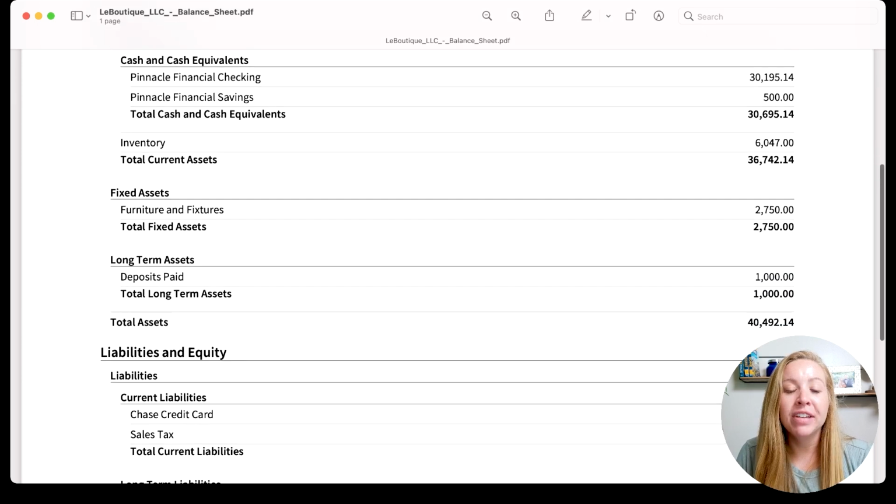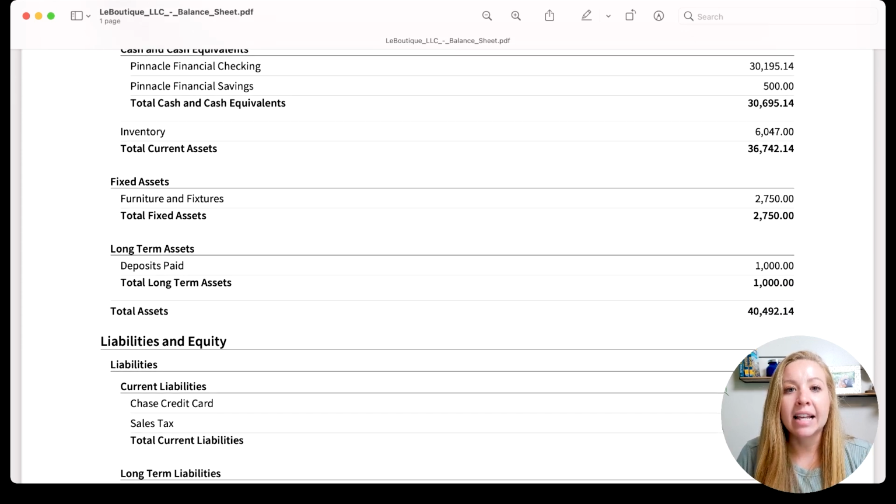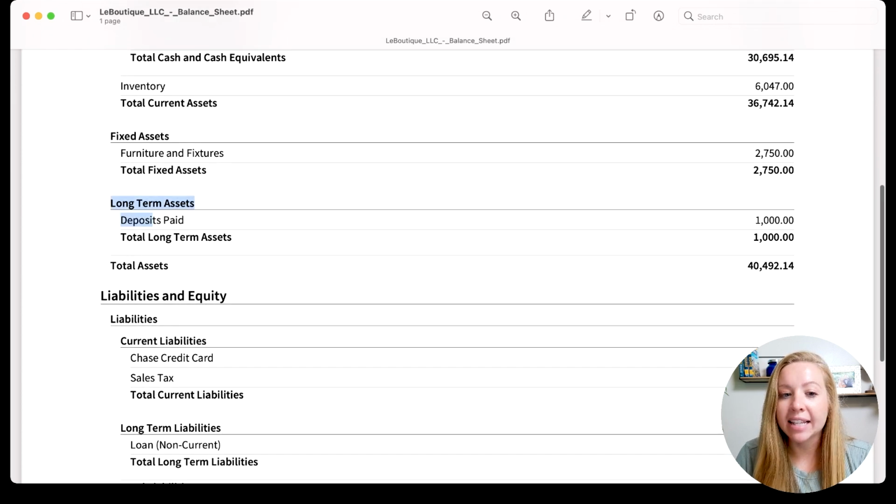They also have fixed assets. So this is going to be longer term assets that the business has invested in. So think about furniture and fixtures, even buildings, if the business bought a building or land or vehicles, all of that would be listed here. And then you may have other miscellaneous assets. Like, for example, this business has a security deposit that they paid to rent their space. So because they're expecting to receive it back, that is going to be listed here as an asset.